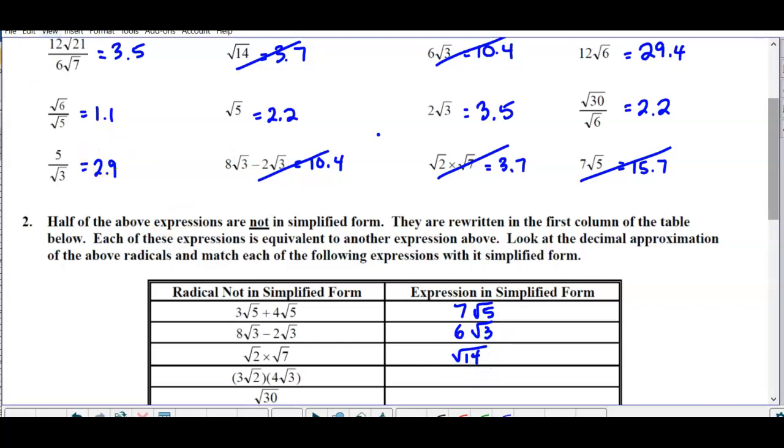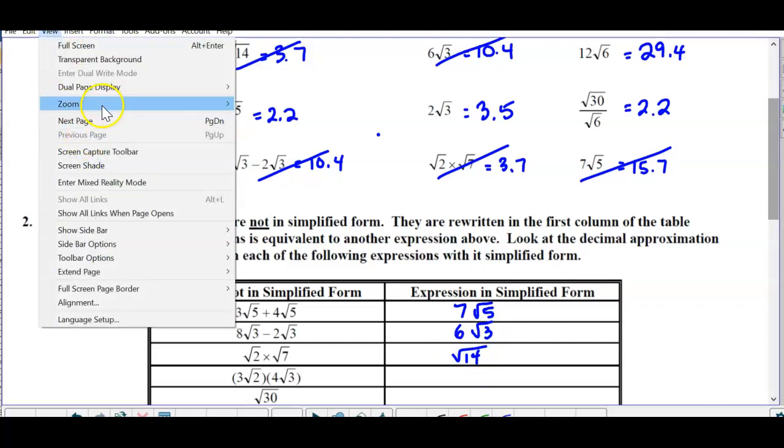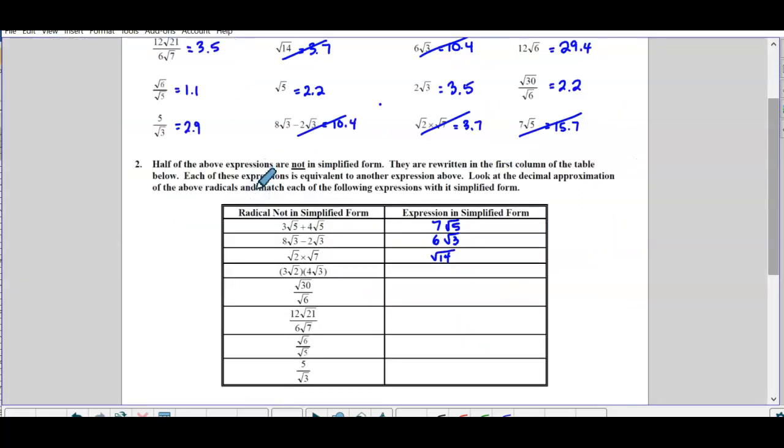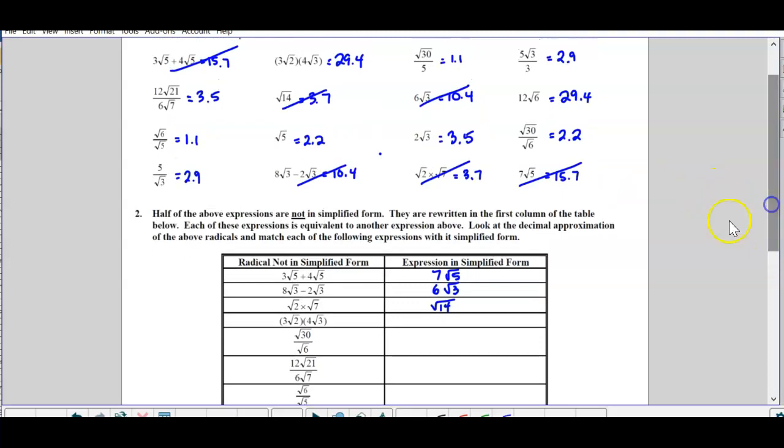I'm actually just going to minimize this a little bit. Let's see. There we go. And then, so we can see all of it. 3 root 2 times 4 root 3, 29.4, is the same as this one, 12 root 6.